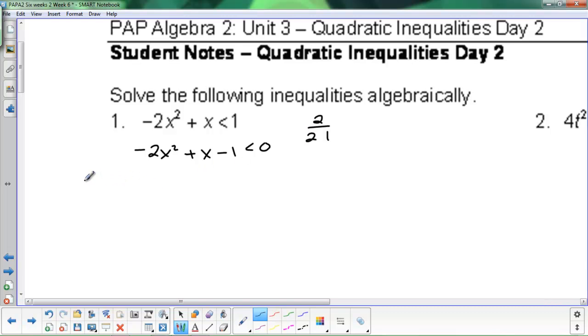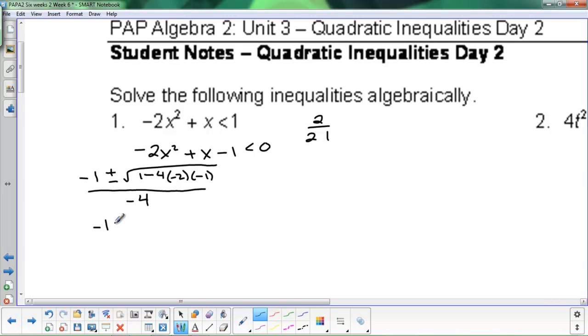Instead, what I'll be using is the quadratic formula. So it's going to be the opposite of b, plus or minus the square root of b squared minus 4 times a times c, all over 2 times a, which is negative 4.